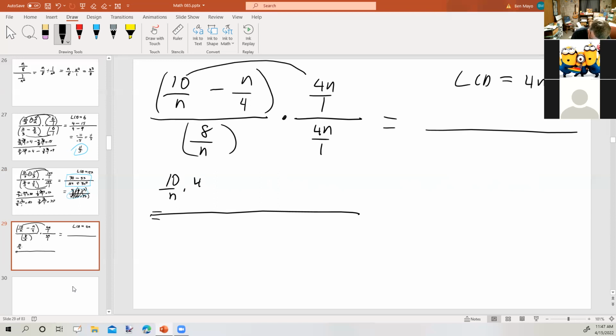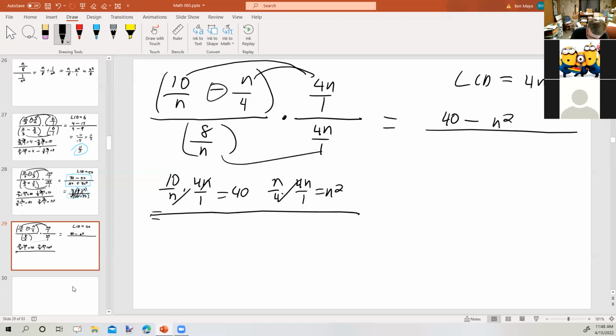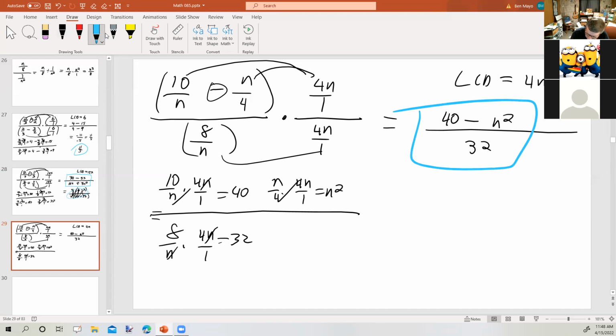Ten over n times 4n over 1 would be 40. Minus n over 4 times 4n over 1, which is n squared. In the denominator, 8 over n times 4n over 1 is 32 because the n's reduce out. I can't do anything with that, so there's my final answer.